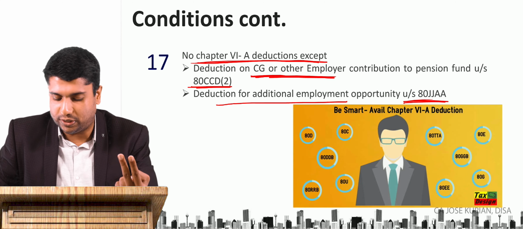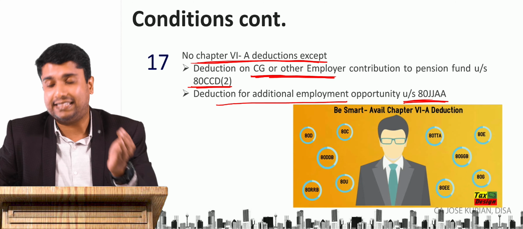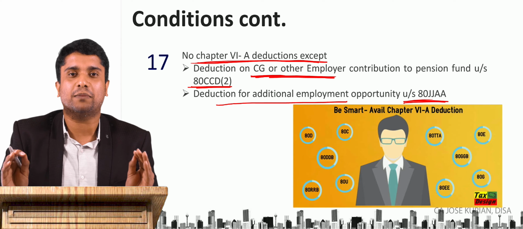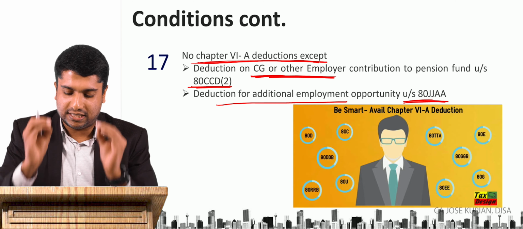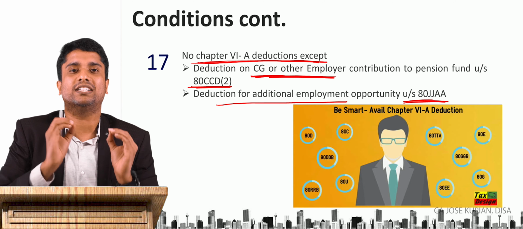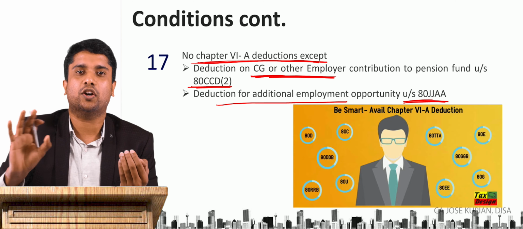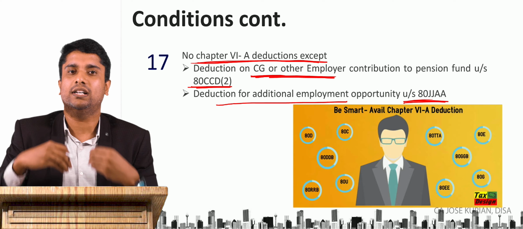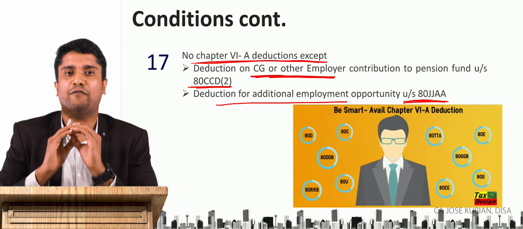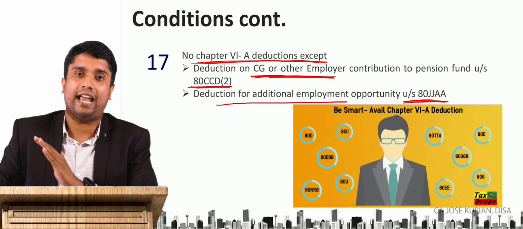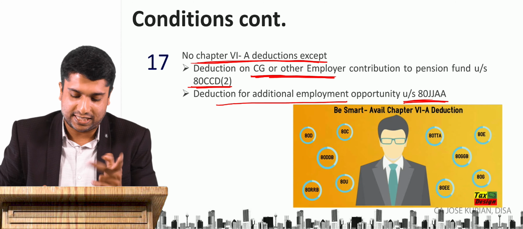Apart from those two deductions under 80 CCD2 and 80 JJAA, you are not supposed to take any other deductions mentioned under chapter 6A. For example, your LIC premium, your health insurance, dependent disabled expenditure, housing loan principal repayment, everything gone. You are not supposed to take any of those deductions under chapter 6A except these two.